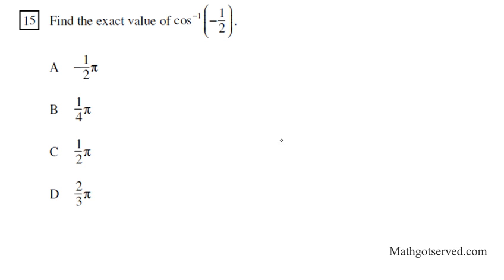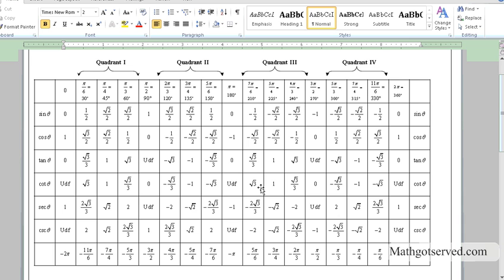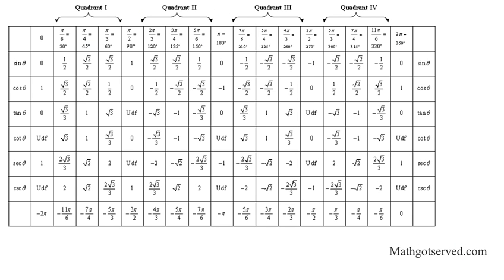Alright, number 15. Find the exact value of the inverse cosine of negative 1/2. For this one, we're going to consult our table of common trig angles. Let's bring that up. We're looking for inverse cosine of negative 1/2. Let's write that down: inverse cosine of negative 1/2.